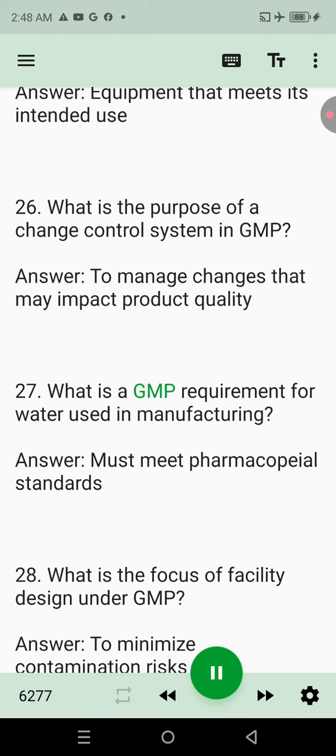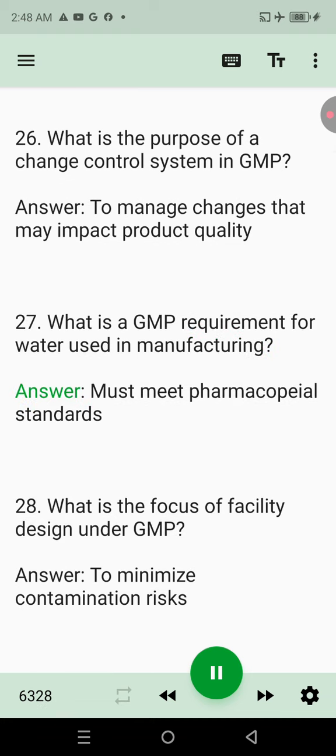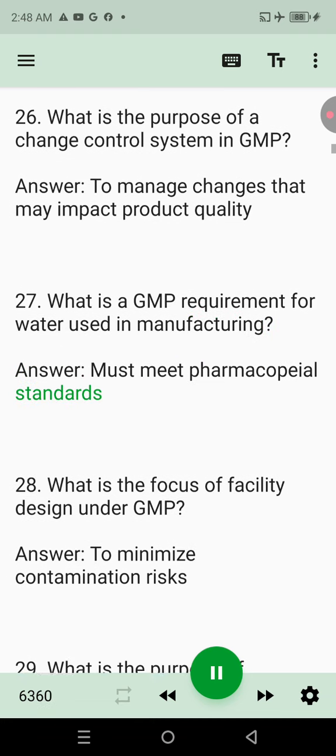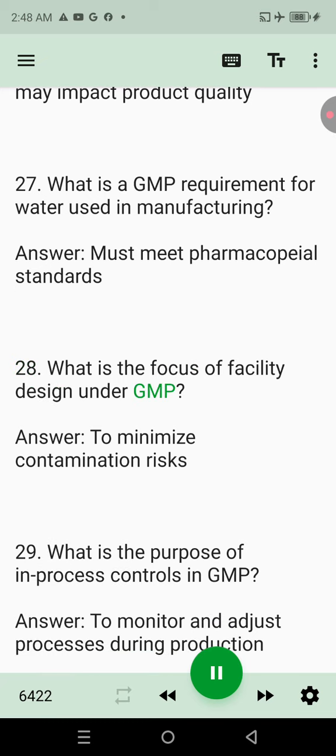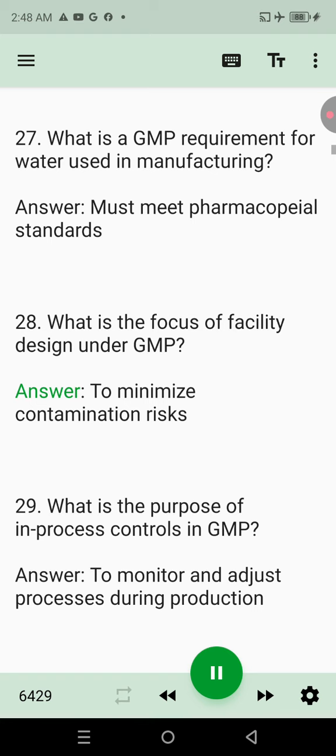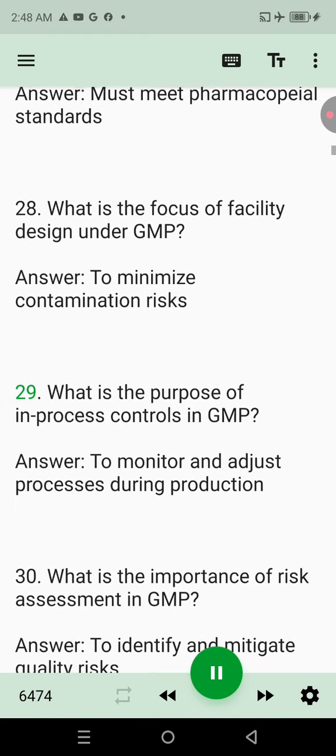27. What is a GMP requirement for water used in manufacturing? Answer: Must meet pharmacopeial standards. 28. What is the focus of facility design under GMP? Answer: To minimize contamination risks.